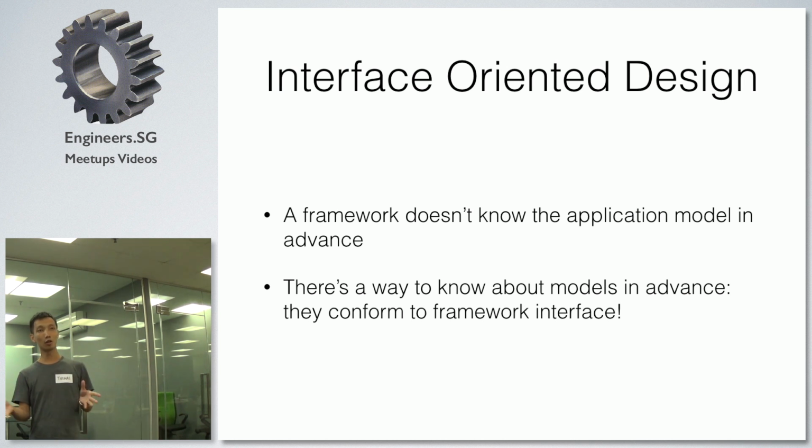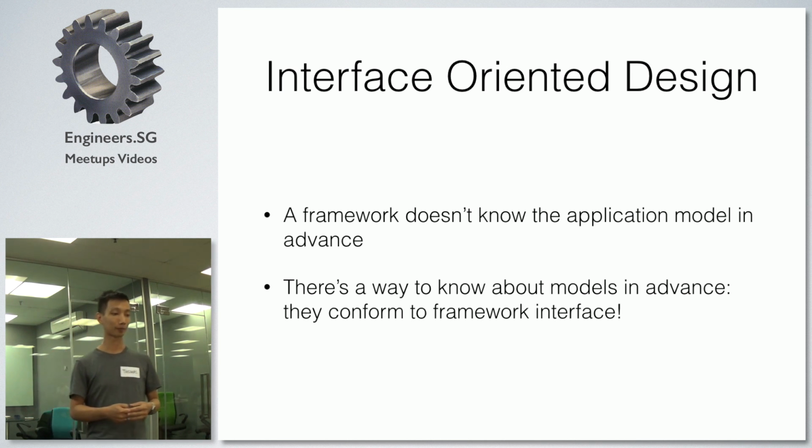There's a way to know about the model in advance: you define a lot of interfaces. For example, as long as your model performs some action according to what you want, then you can use it. It's more like the framework telling you, hey, this is my requirement. You just go and implement whatever requirement I need, then it's going to be okay for me.